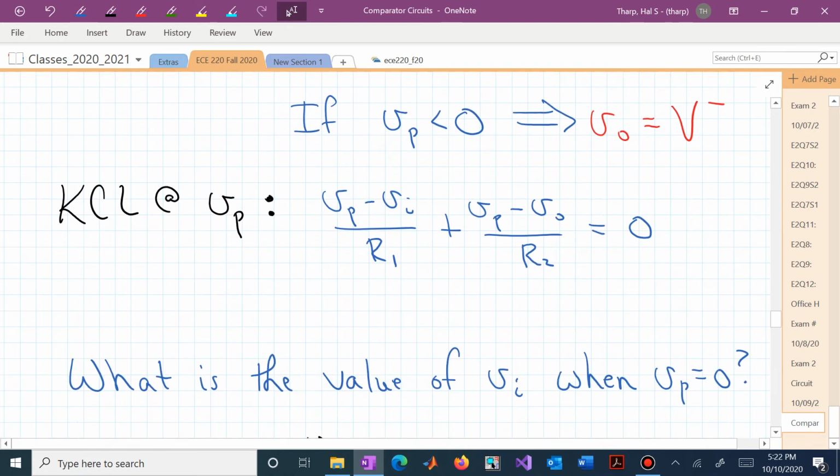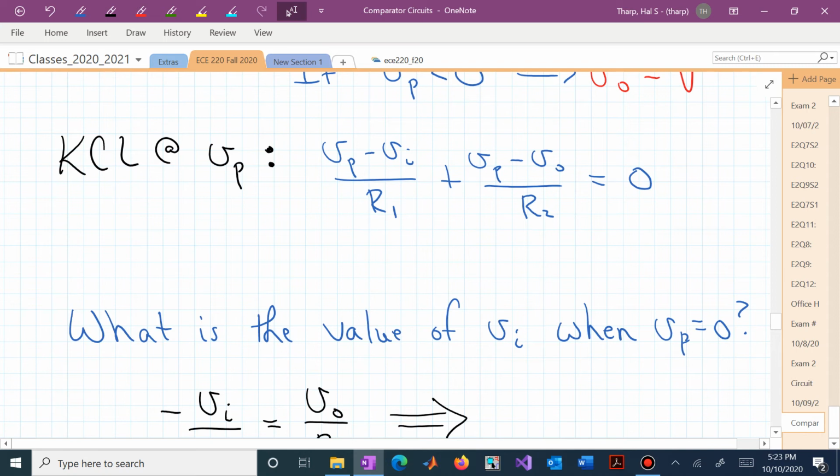What is the value of V sub I now when V sub p is equal to 0? Again, this is where we have this transition, because we know when V sub p is bigger than 0, we saturate at V plus. When V sub p is less than 0, we saturate at V minus. We now want to know where V sub I is when V sub p is near this transition value.